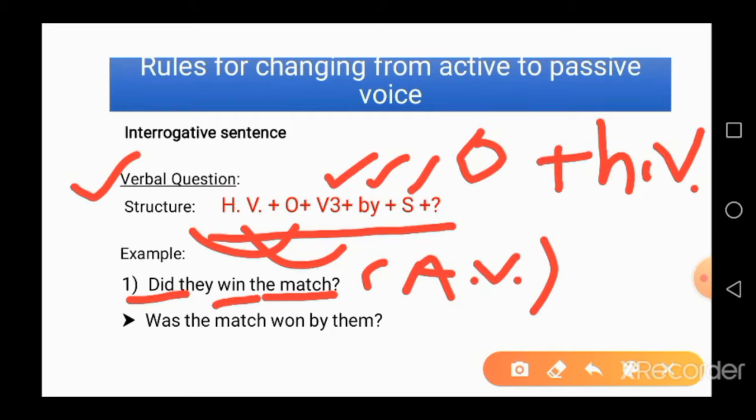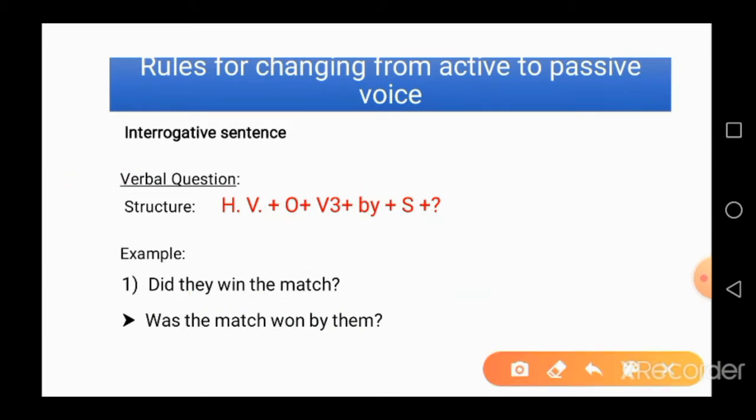When you want to make passive voice of such verbal question, we take the given structure, that is helping verb comes first and after helping verb we take an object. Now see, before going to make passive voice of this sentence, we have to identify its tense. You can see a word did and the first form of the verb which gives us hint of simple past tense. So, this example is in simple past tense.